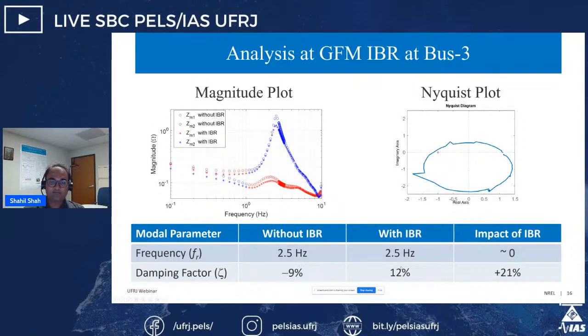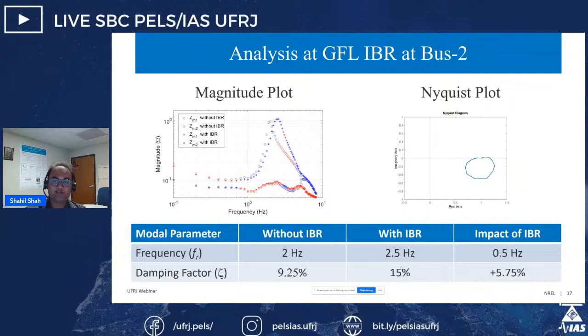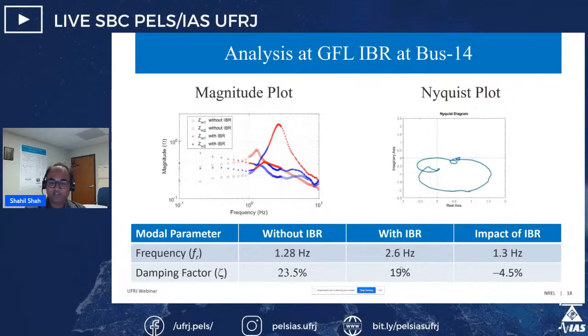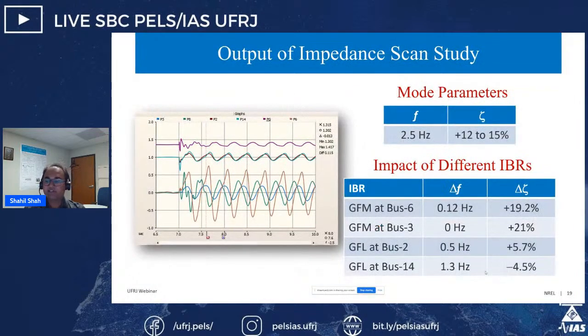We do that at other grid forming IBRs or grid following IBRs. For example, this particular grid following IBR has a higher damping without the IBR in the system, whereas with the IBR, the damping is low. From that, we can find out that this is a negative contributor to system oscillation modes. And this is the final result we get, basically how each of the IBRs is impacting the oscillation frequency of the oscillation mode, as well as its damping.